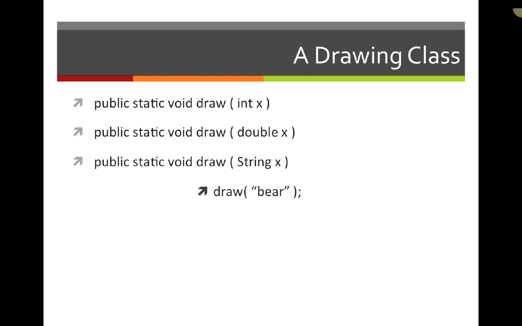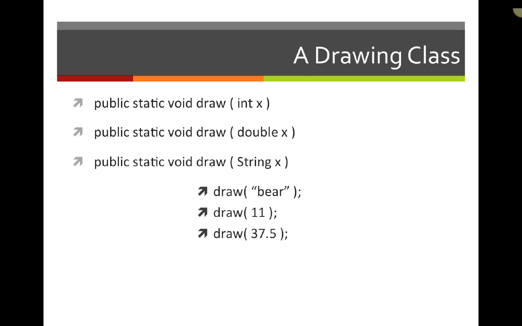Thus, the drawing class might declare 4 methods named draw, each of which has a different parameter list. This is called method overloading. Depending on the type of parameter that we pass in to the method, it will determine which method to run. Method overloading is a feature that allows a class to have 2 or more methods with the same name if their argument lists are different.